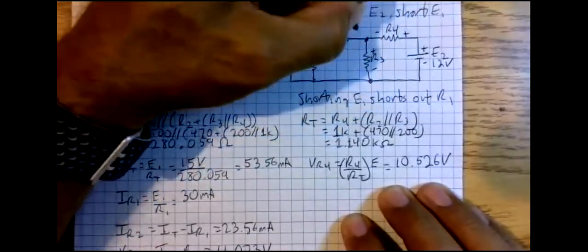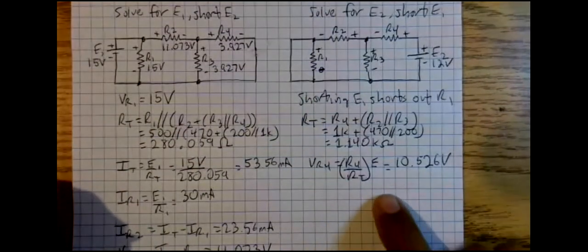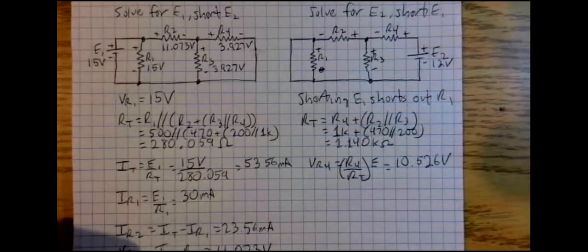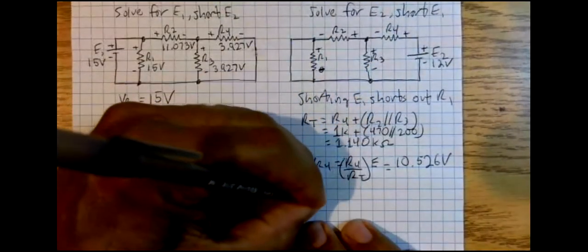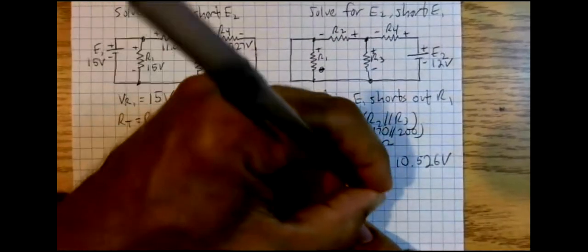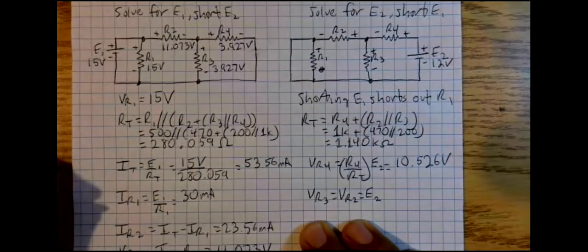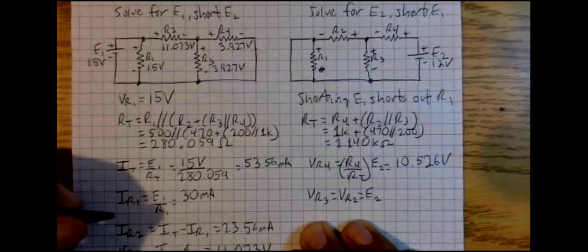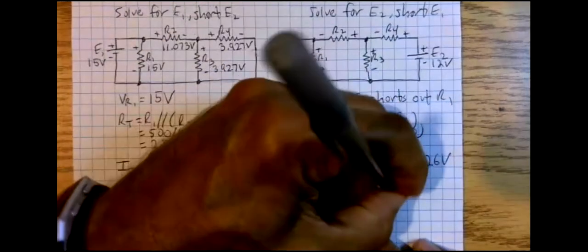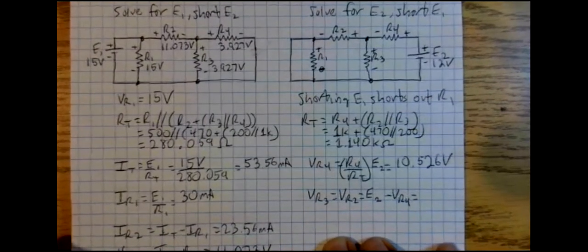Bad boy, bad boy. Okay, so 10.526. So VR3, using Kirchhoff's law again, VR3, which is also equal to VR2 because they're in parallel, is equal to E2 minus VR4, which is 1.474 volts.